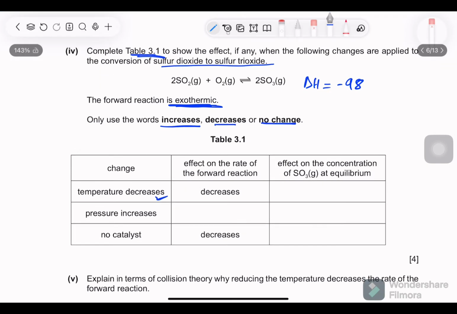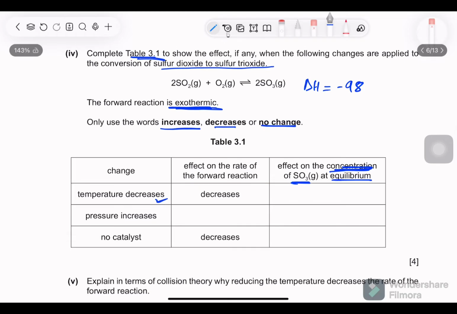Now, the change is temperature. When temperature is decreased, what will be the effect on the concentration of sulfur trioxide at equilibrium? To find out whether it increases or decreases, we first have to know where the equilibrium shifts, to the right or left. If it shifts towards the right, we know that sulfur trioxide will increase. If it shifts to the left, we know the sulfur trioxide will decrease. So it's a pretty straightforward question.